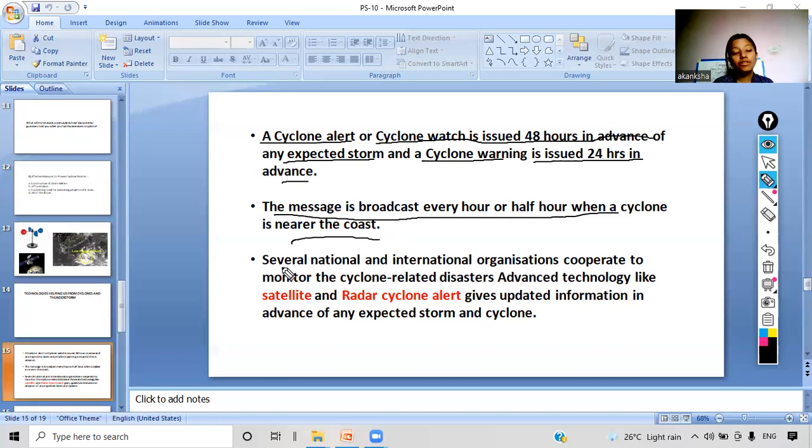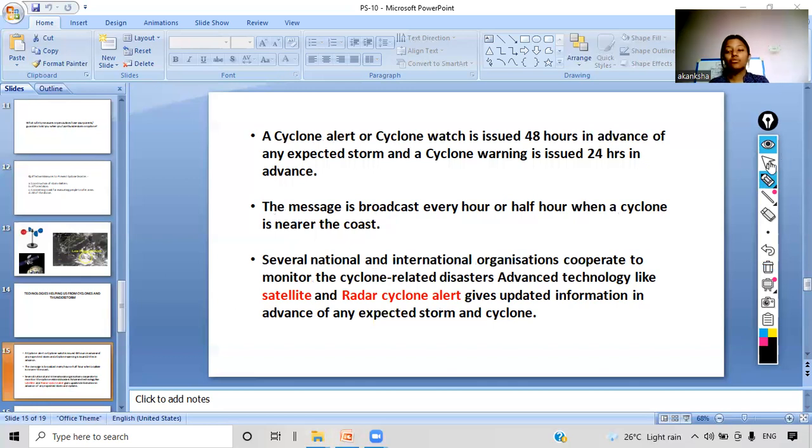Coming to the third point, several national and international organizations cooperate to monitor the cyclone related disaster. Advanced technology like satellite and radar cyclone alert gives updated information in advance of any expected storms and cyclones. So what are the two technologies that are helping us in detecting these storms and cyclones? First is the satellite and second is the radar cyclone alert, right? You have to remember the names of these two technologies.